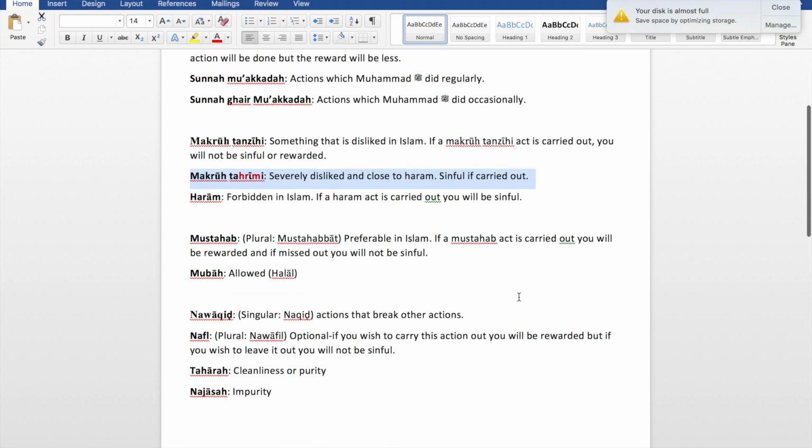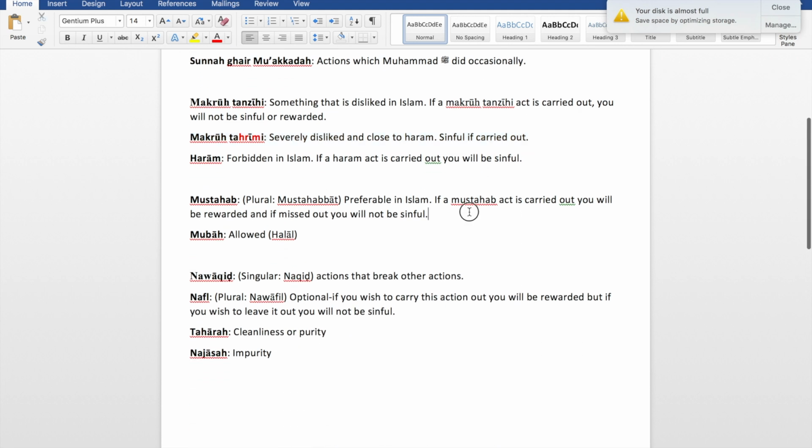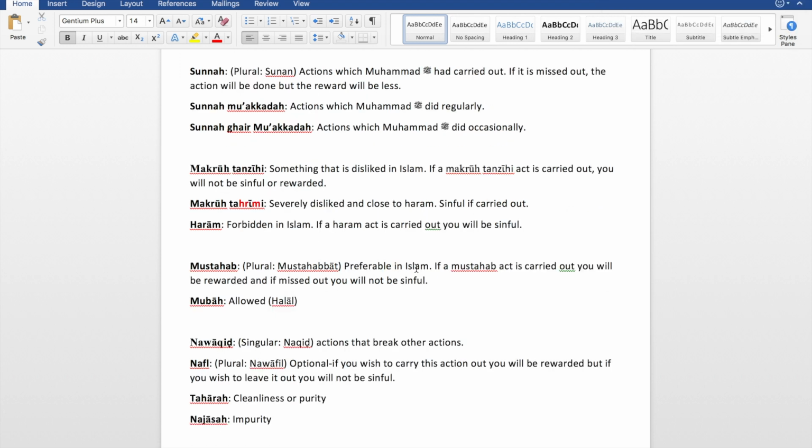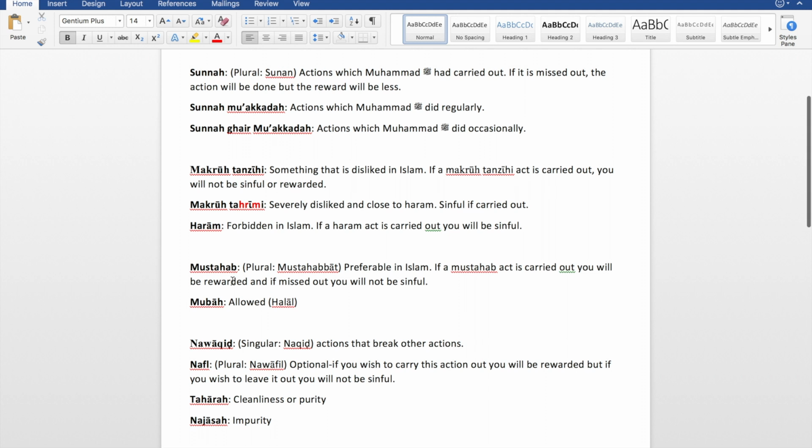Okay, so now let's go down. Now mustahab. We've already come across this in our wudu, so you should already know what this means. Mustahab, and the plural is mustahabbat, means preferable, something which is good to do. If a mustahab act is carried out, you will be rewarded, and if missed out, you'll not be sinful. Let me explain mustahab to you.